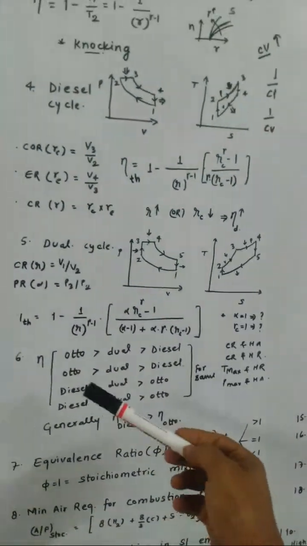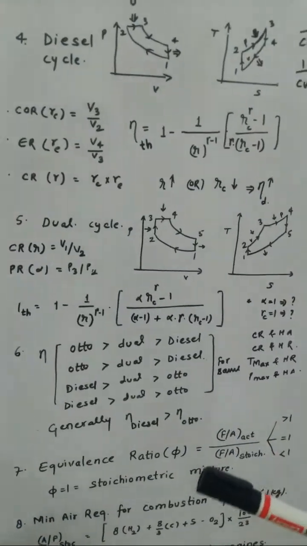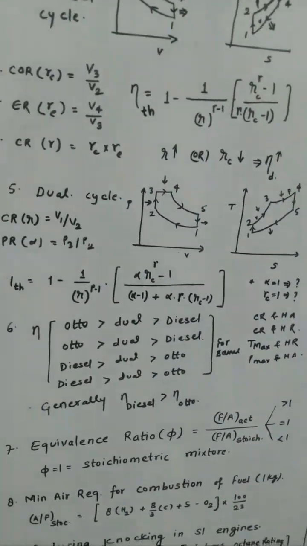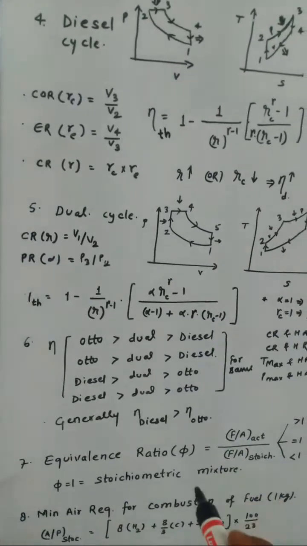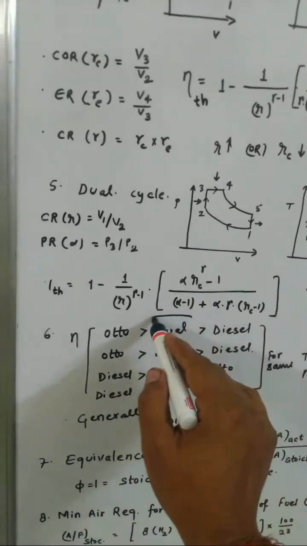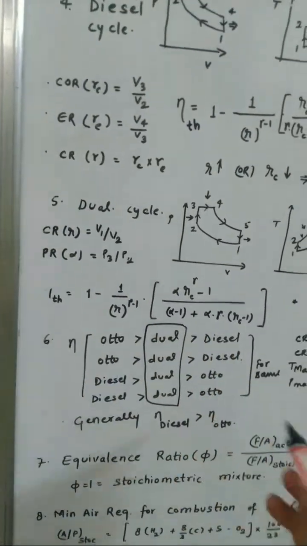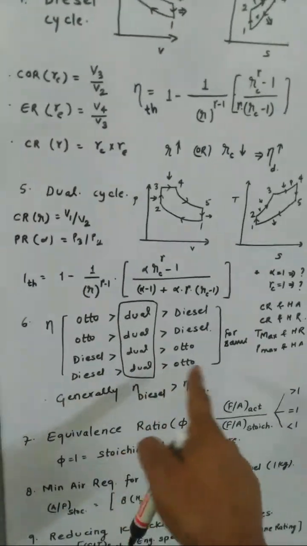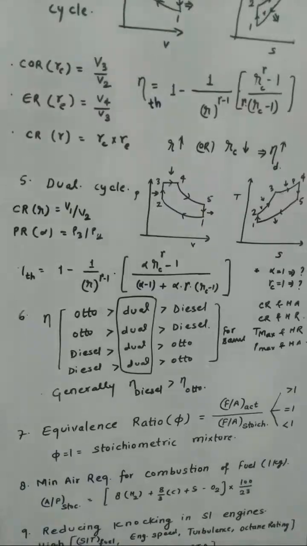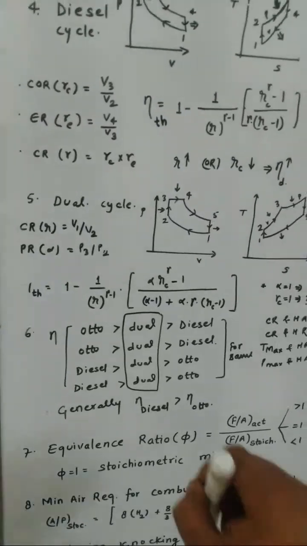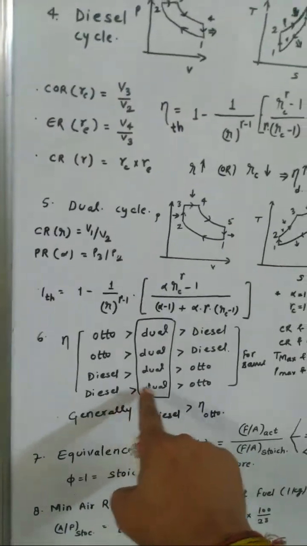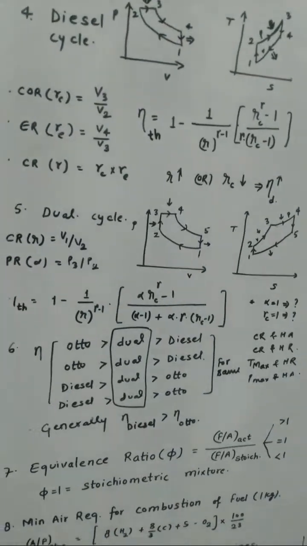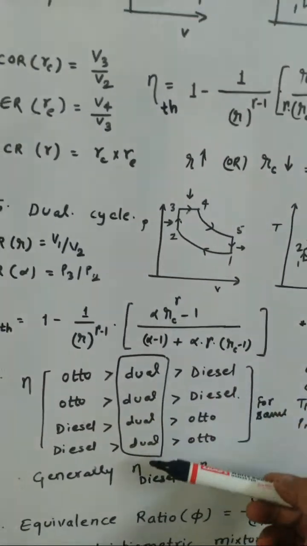Next is the comparison of which cycle has more efficiency. These questions are repeatedly asked in exams. First thing, if you have 2-3 options, check whether the efficiency of the dual cycle is in between or not. The efficiency of the dual cycle will always be in between that of Otto and Diesel. This is the first thing you have to check. Options where the dual cycle's efficiency is not between Otto and Diesel are eliminated in the first go. Next, the dual cycle is in between.